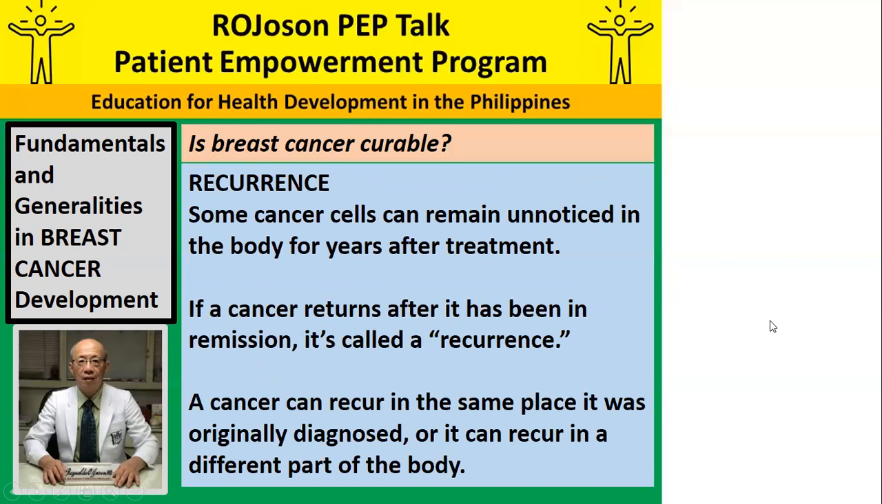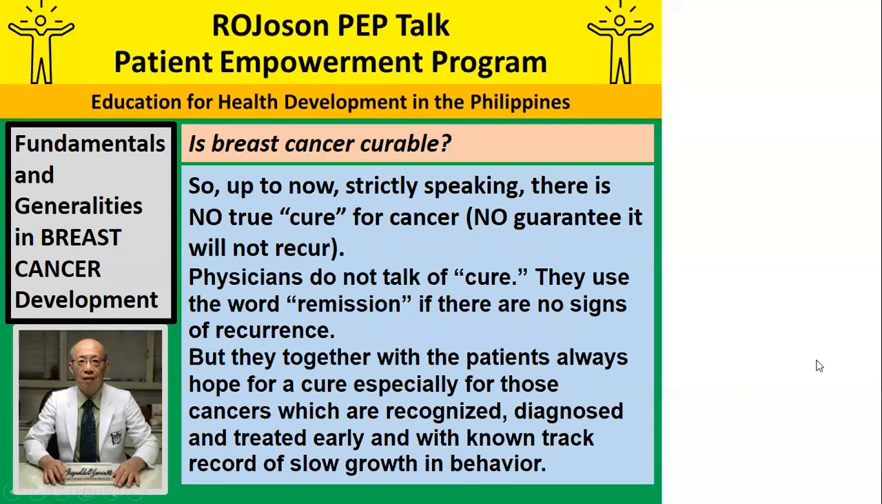So if there is a recurrence after so many years of remission, some cancer cells can remain unnoticed in the body for years after treatment. If a cancer returns after it has been in remission, it is called a recurrence. A cancer can recur in the same place where it was originally diagnosed, or it can recur in different parts of the body. So up to now, strictly speaking, there is no true cure for cancer, meaning there's no guarantee it will not recur.